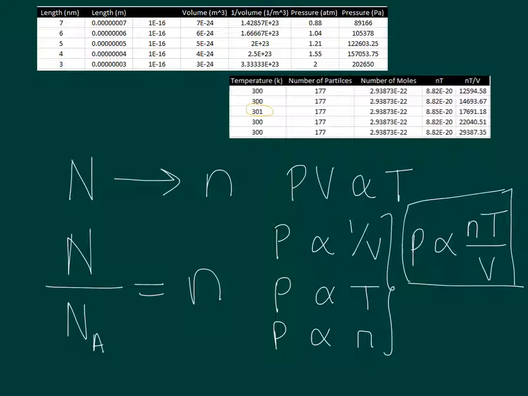So what I did on this data table here is, you can see I have the n times T values, and then I have the n times T divided by V, or n times T times the 1 over volume column. And these are all corresponding measurements, so they were all taken at the same time, which is vital to doing this. So I'm going to go to the next slide here, and we're going to graph those and take a look at what we find.